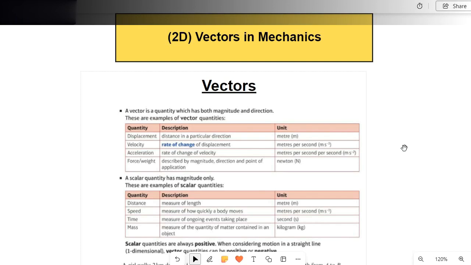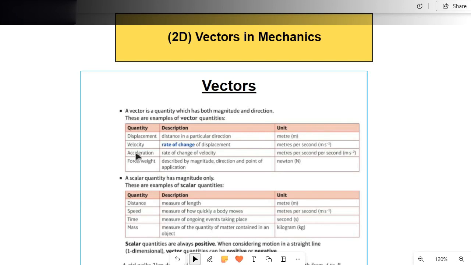And as mentioned before, a vector is a quantity which has both magnitude and direction. These are some examples of vector quantities, such as displacement, which is the distance in a particular direction, whose unit is meters or m. Velocity is the rate of change of displacement, or in a displacement versus time graph, it is the gradient of the graph, whose unit is meters per second.